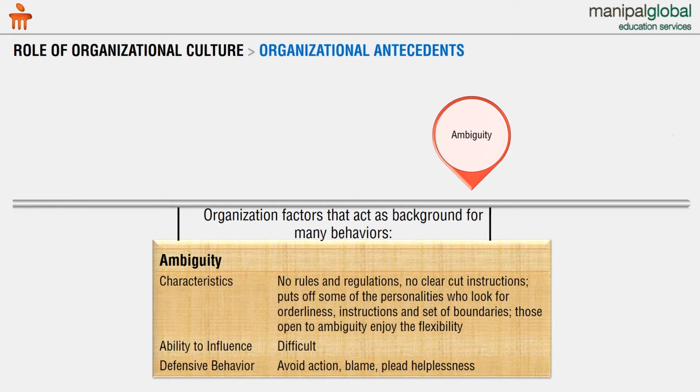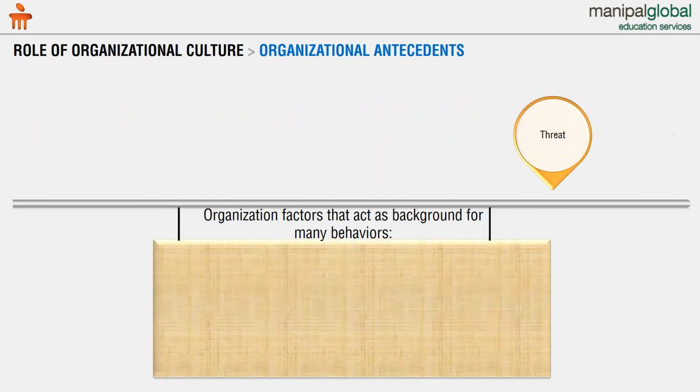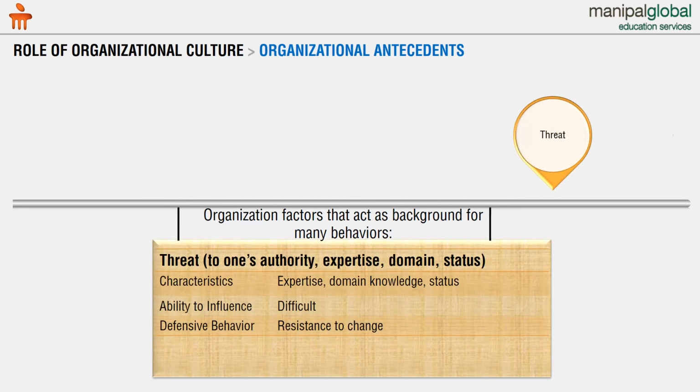On the other side, those who are open to experimentation enjoy the ambiguity and the freedom it provides due to the lack of rules and regulations, and they thrive and take decisions. So the defensive behaviors you notice from some of them are to avoid action because there are no clear-cut instructions, or to avoid blame in case the decision goes wrong, and in some cases they plead helplessness with the situation. If you look at the threat to one's expertise, authority or domain status, which we discussed in module 2, the defensive behavior you notice is resistance to change.